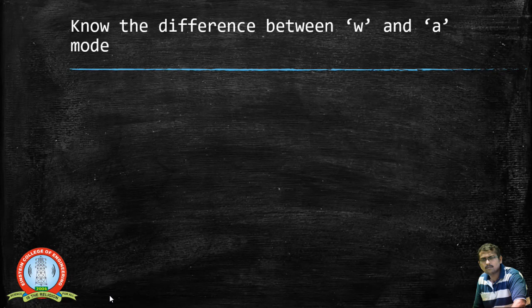Previously, in the write mode, I had some contents. The 4 lines which were present in sample.txt were written into new.txt. So that is the write mode. Whereas in the case of the append mode, what happens is that the existing contents of the file will remain there.